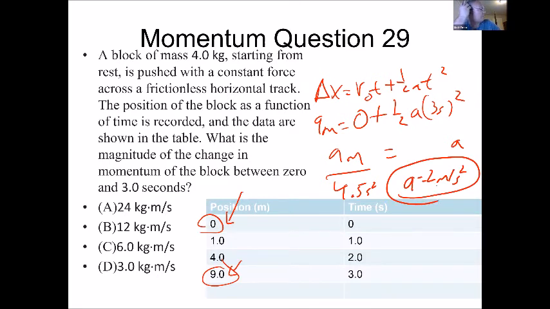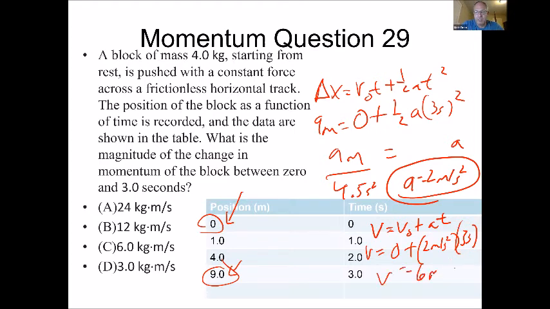And the easiest thing to do here would be go back to another kinematic equation, this one. And now we can find a final velocity. So our final velocity is going to be equal to our initial velocity plus our acceleration times our time. So we end up with a final velocity of 6 meters per second.